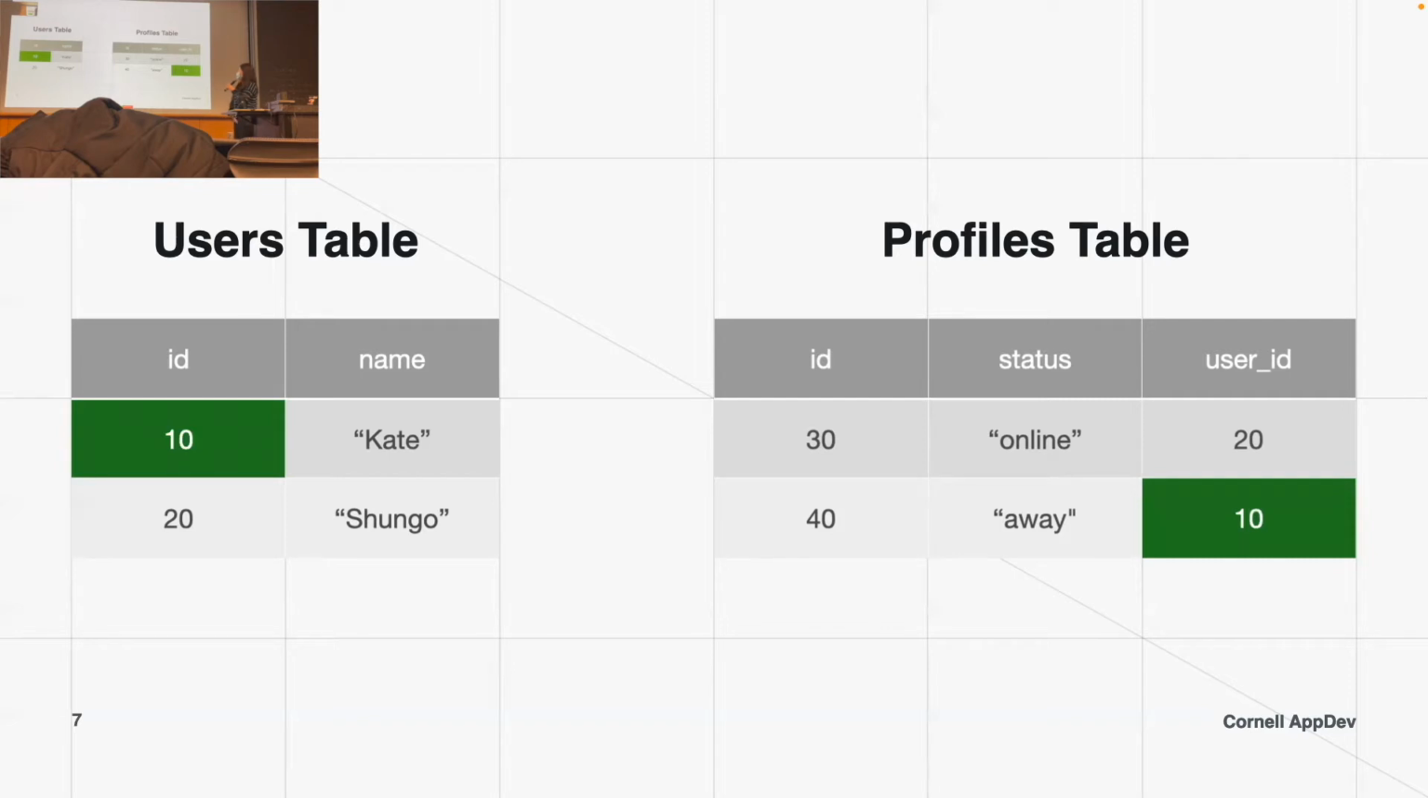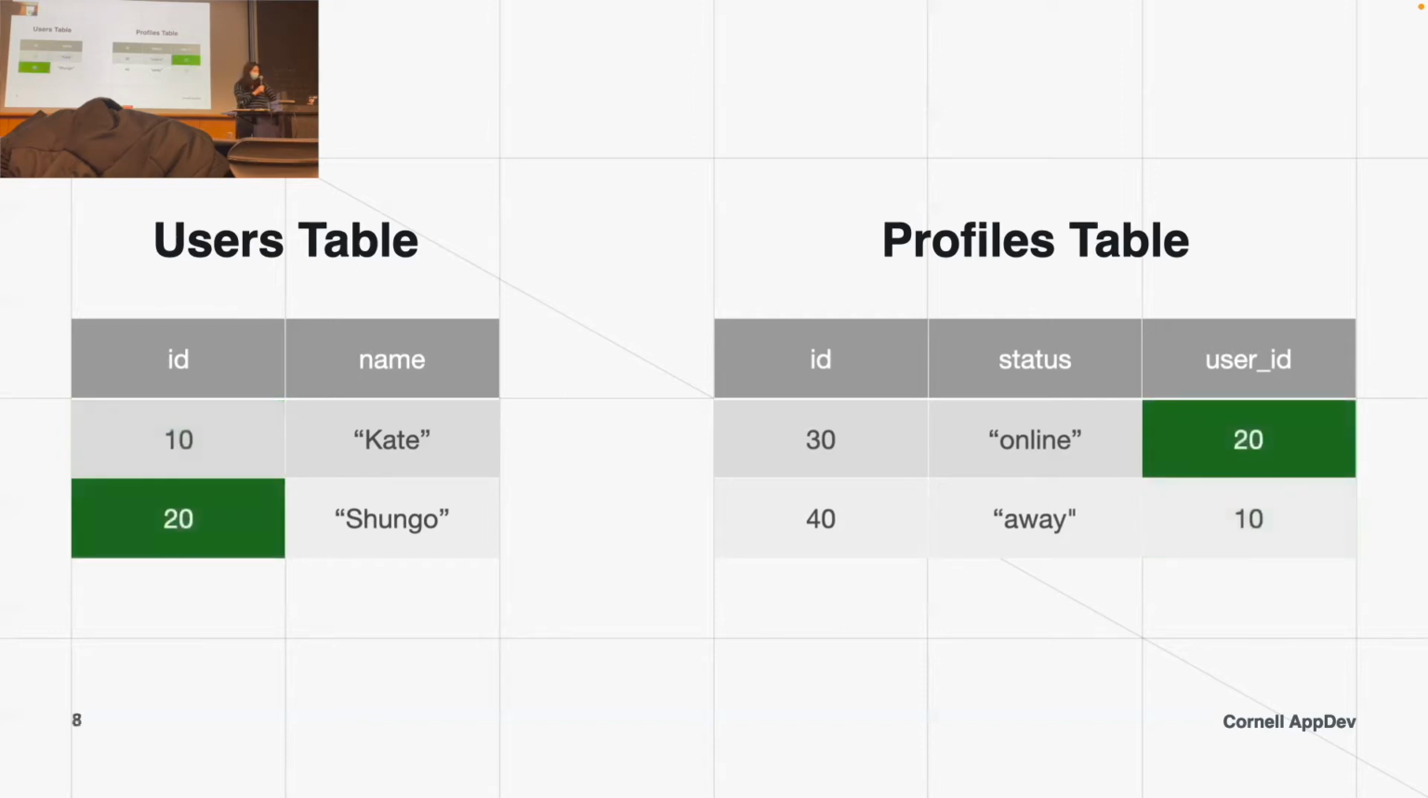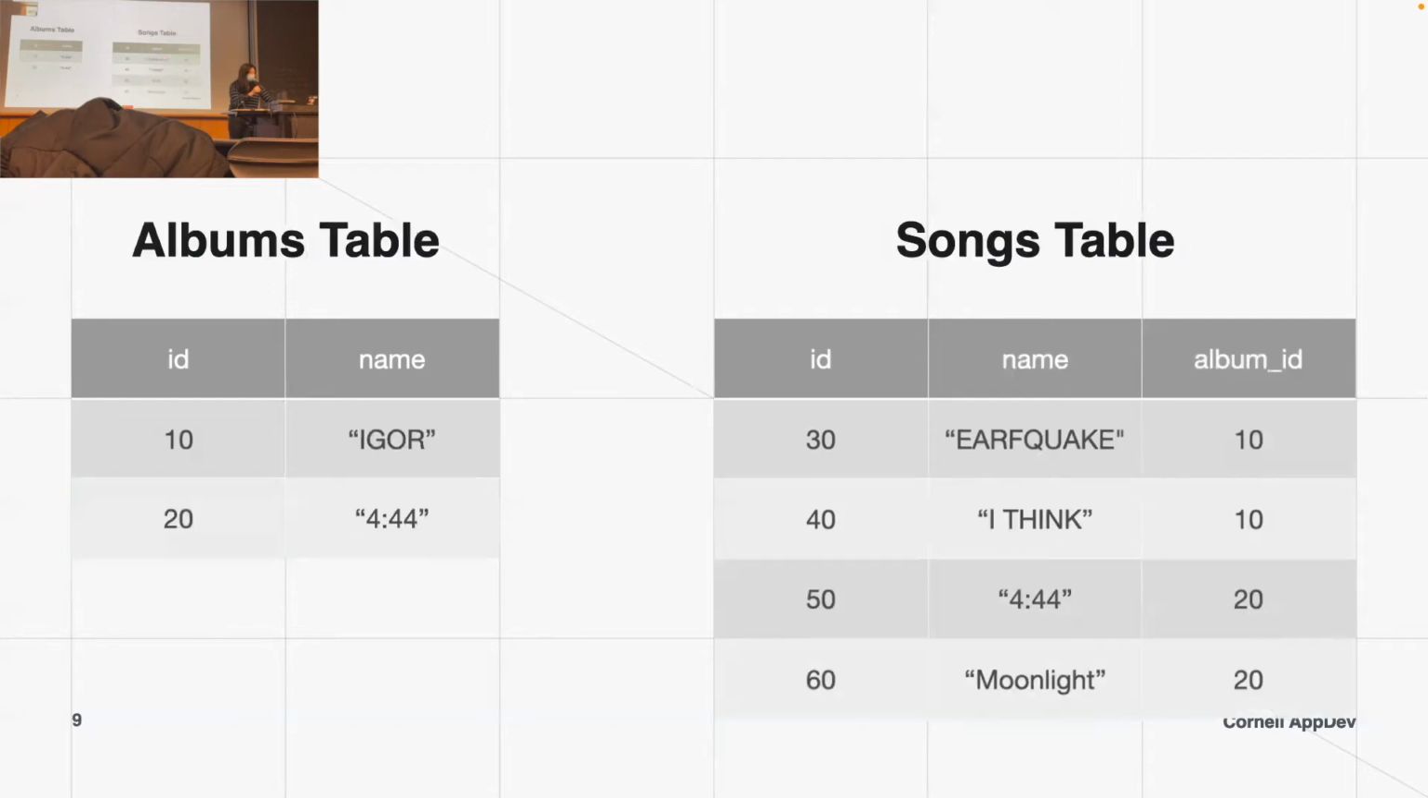And if I try to add another profile with the user ID 10, I get an error because that's not unique. And this is a one-to-one relationship. Similarly, Shingo can only associate with one profile, like profile ID 30. So only one of each for this one.